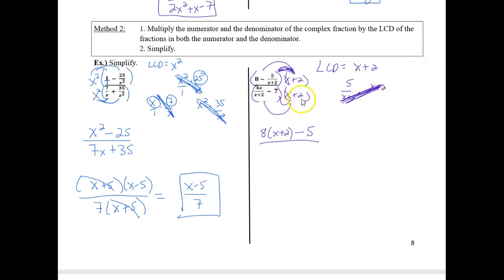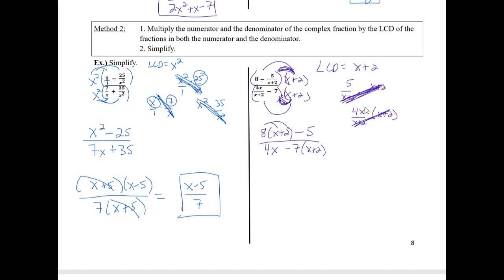Then the fractions in the denominator, that 4x over x plus 2 times x plus 2. Again, the denominator divides out, and we only have 4x. And then we have that negative 7 times x plus 2 as well. So this one here. Now I'm going to simplify everything.